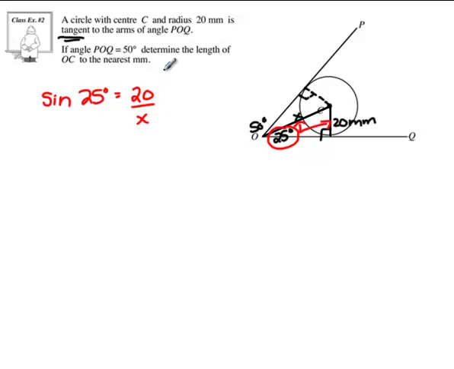Now in this case, the unknown variable is on the right-hand side of the equation. It's actually in the denominator. So it's important for me to cross multiply so that I can get that unknown variable up to the main line of the equation. That's not quite enough though. I still have to isolate it. So let's divide both sides by the sine of 25 degrees.